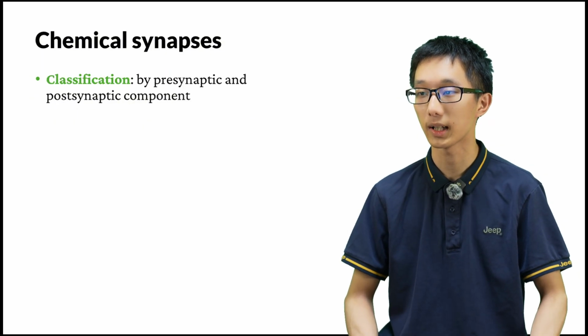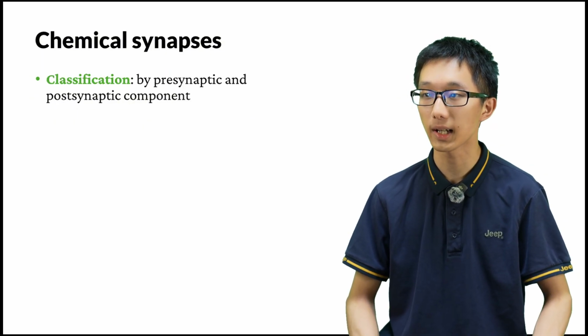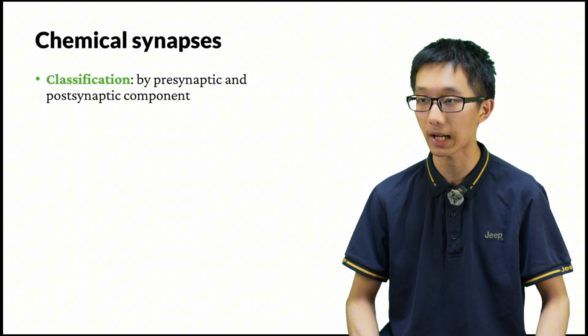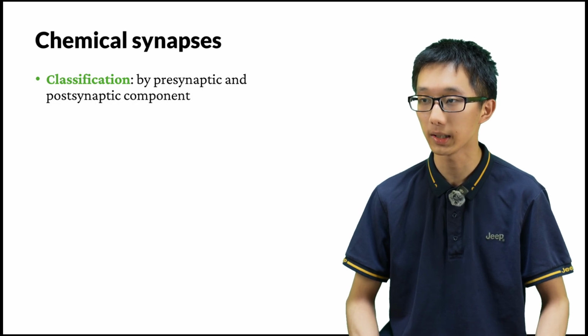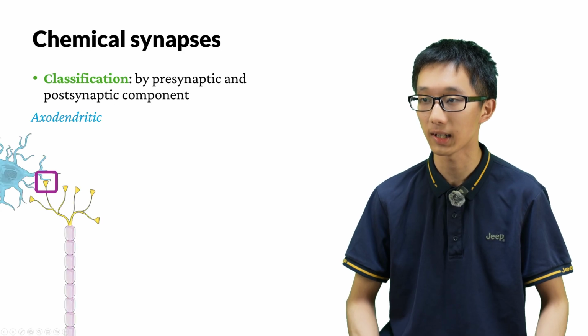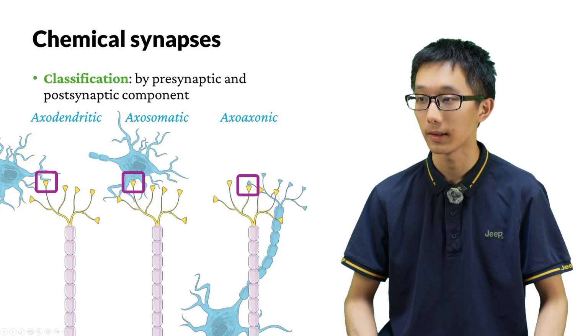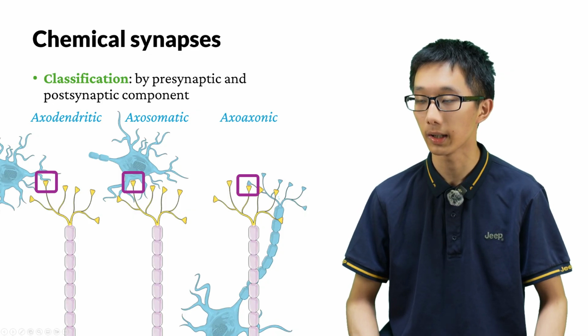Chemical synapses can be classified in two ways. Firstly, we can classify them by presynaptic and postsynaptic component. The presynaptic component is usually always the axon. The postsynaptic component can vary. If the postsynaptic component is the dendrite of another neuron, then we call it an axodendritic synapse. If the axon contacts the soma of another neuron, then it is an axosomatic synapse. The axon of the presynaptic neuron can even contact the axon of another neuron. This type of synapse is called axonic synapse.